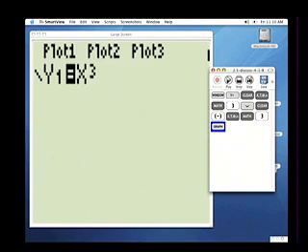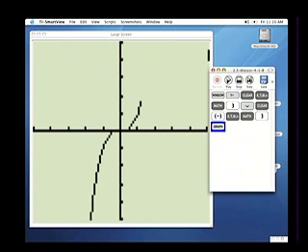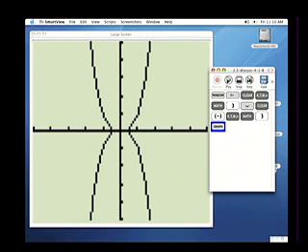And finally, let's graph them. Here's our original y equals x cubed, and here comes the y equals negative x cubed. So once again, what you'll notice there is that we got a reflection across the x-axis. Now what I want to do is look at another type of reflection.